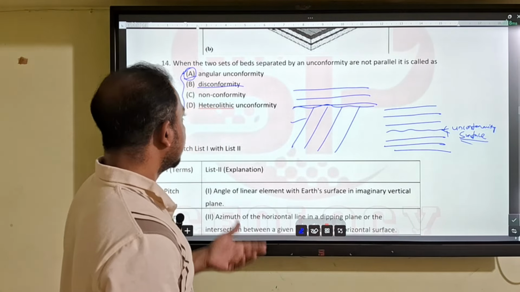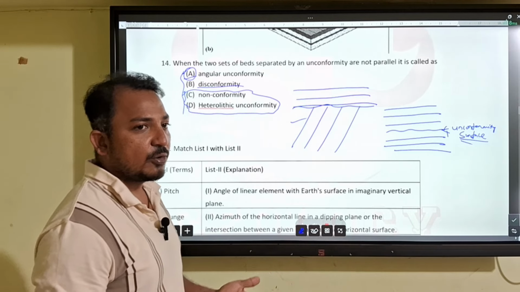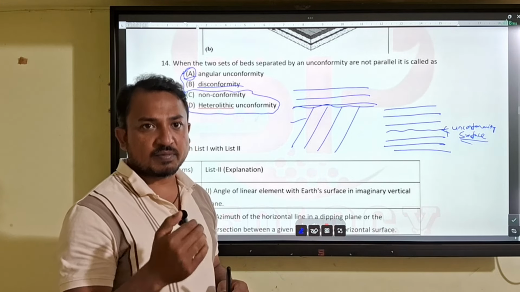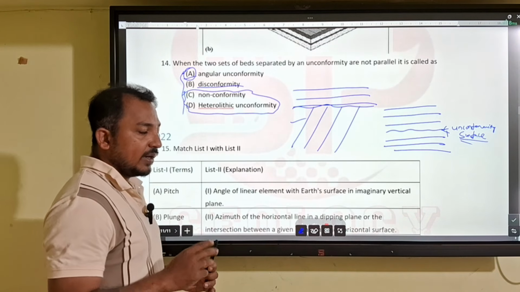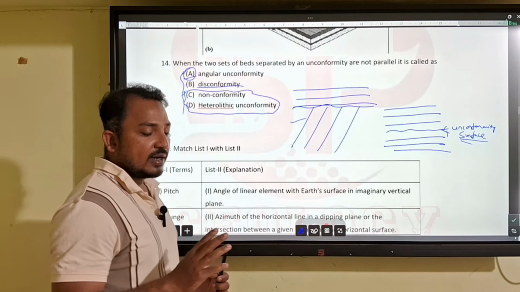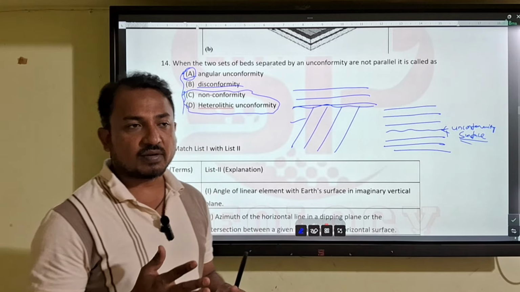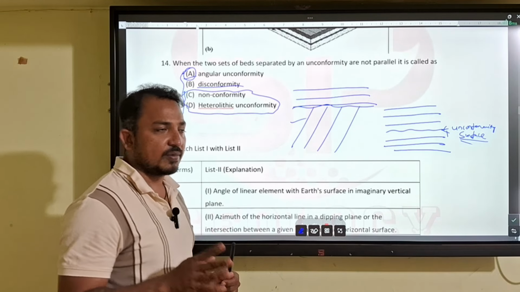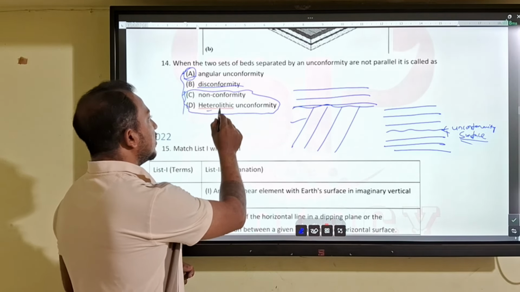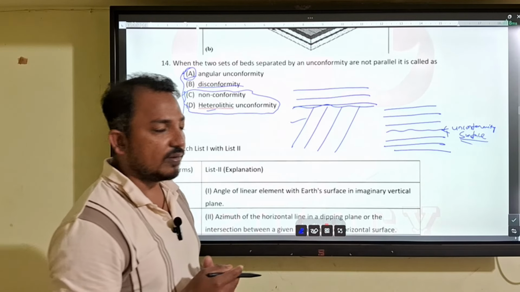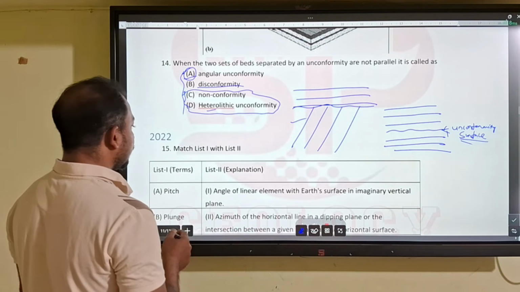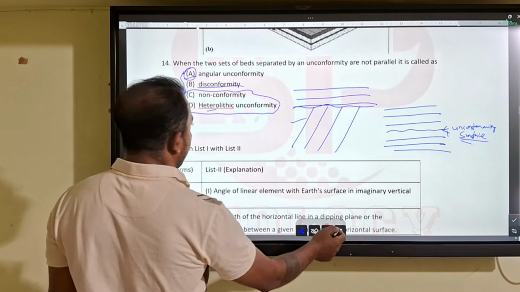The nonconformity and heterolithic unconformity are both the same. Heterolithic unconformity is produced when a sedimentary bed is deposited over an igneous intrusion or metamorphic rock. In any sequence, if you find sedimentary beds deposited over an igneous intrusive body or over metamorphic rock, it indicates an unconformity called heterolithic, because of the different types of rock involved. So the answer here will be angular unconformity.